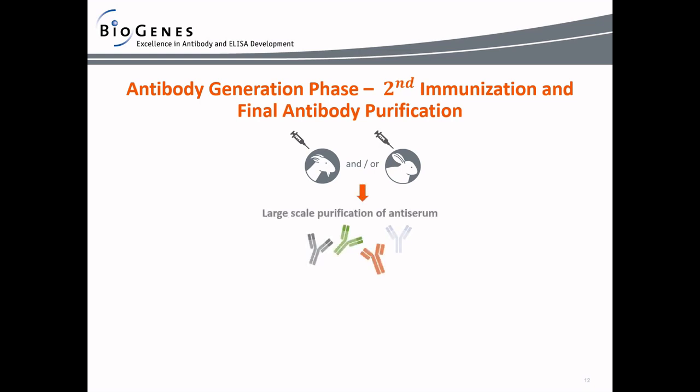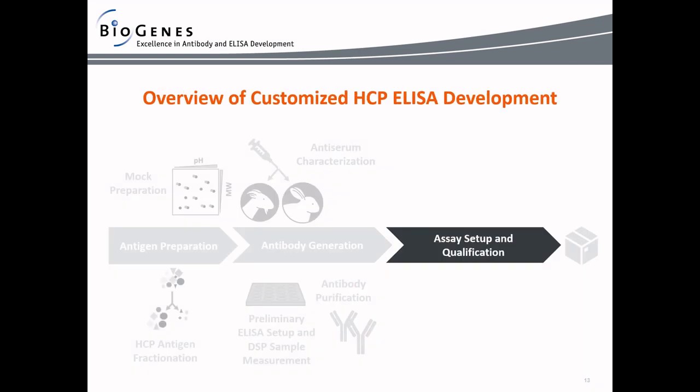Thereby, large antiserum volumes of equal to or more than 1 liter are purified to avoid a frequent reagent supply, and also the corresponding biotin conjugated detector antibody is prepared in large scale. Eventually, suitable working aliquots of the HCP antibody reagents are prepared for long-term storage at deep frozen conditions. The following slides will lead you through the last phase.